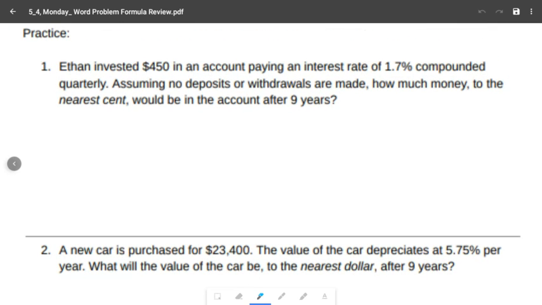So if we look at number 1, it says Ethan invested $450 in an account paying an interest rate of 1.7% compounded quarterly. Assuming no deposits or withdrawals are made, how much money to the nearest cent would be in the account after 9 years?